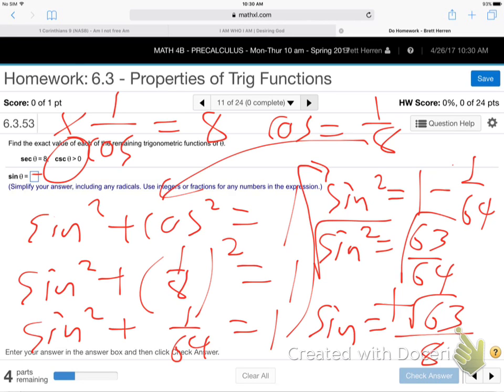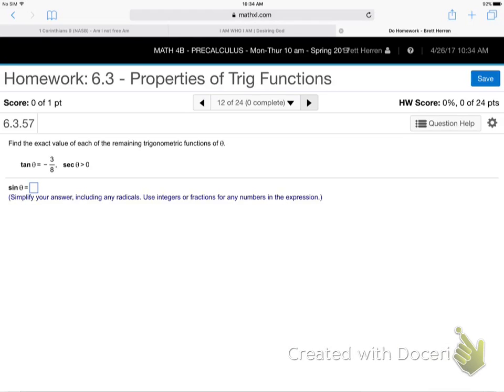No questions? All right, because now the next one will need a different theorem. All right, so they're giving me tangent.